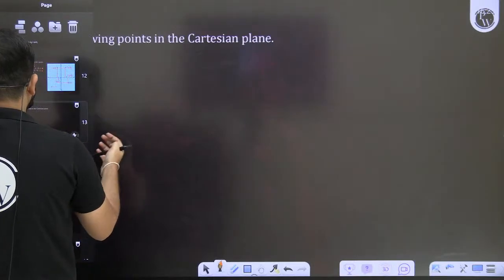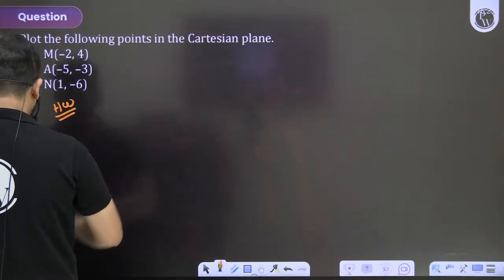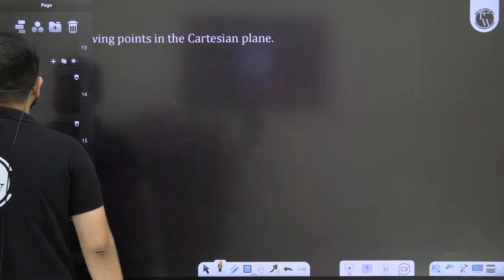Then try to represent it on the Cartesian plane, which I am giving to you all as homework. And next one.